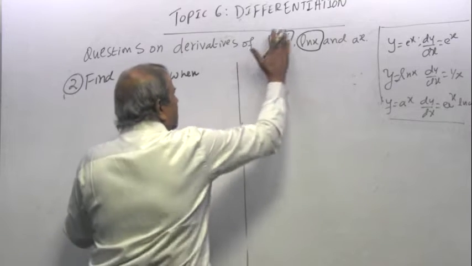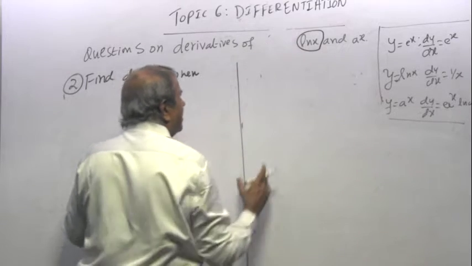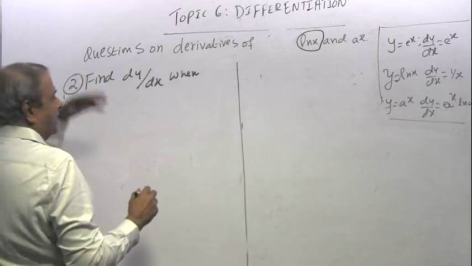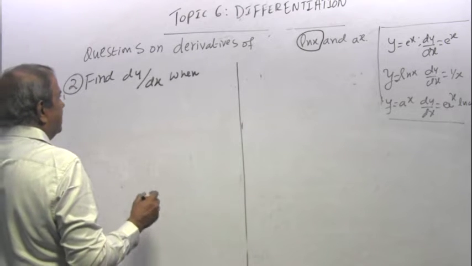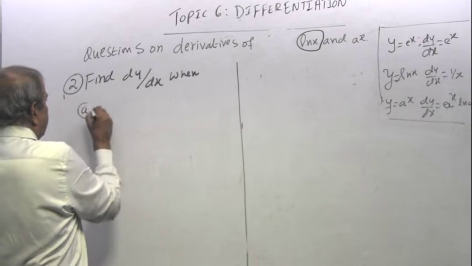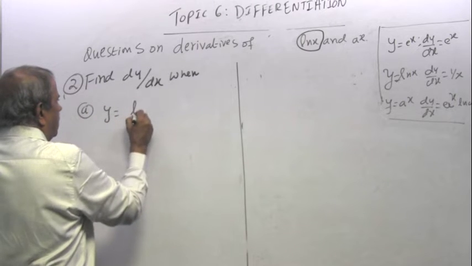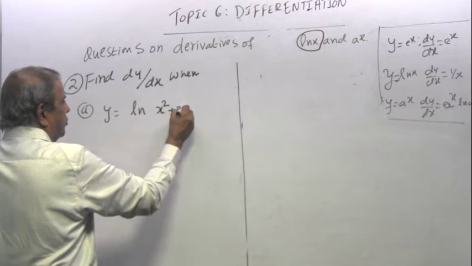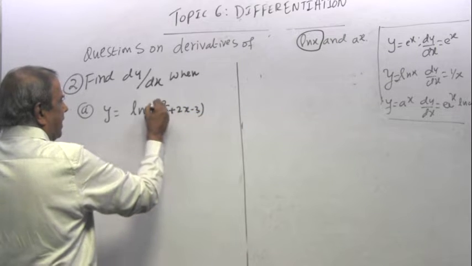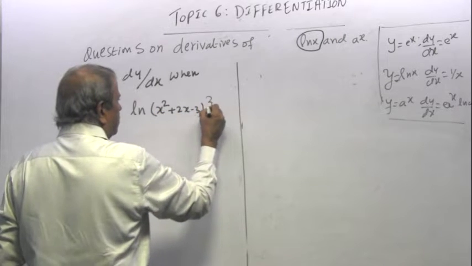Shall I remove e power x here? Okay. In the last one, I'll put e power x, ln x, and a power x. So I'm just doing ln x now. Part A: y equal to ln of (x squared plus 2x minus 3) the whole cubed.